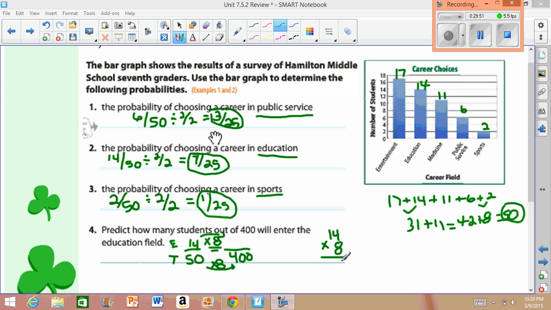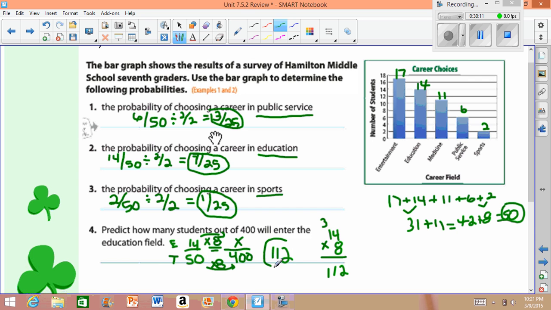So we've got that problem set up. 8 times 4 is 32. Carry my 3. 8 times 1 is 8, plus 3 is 11. So I would expect that x equals 112 students that will be entering the education field out of 400 students. So that is our prediction for number 4. Okay, pause and make sure you get your work.